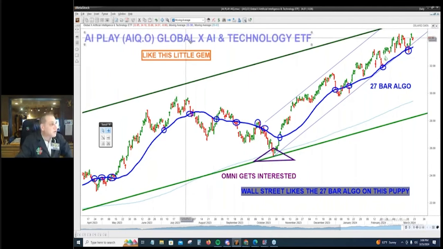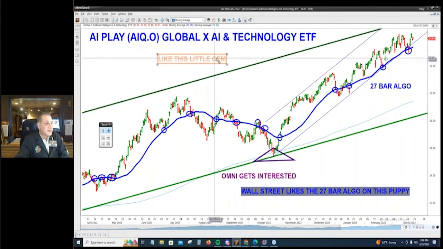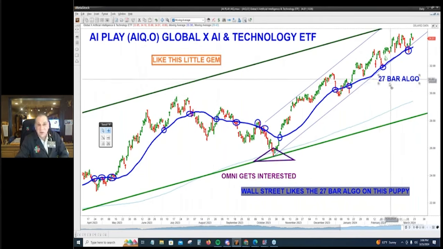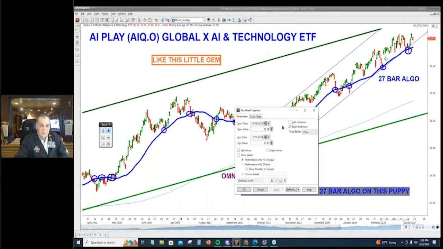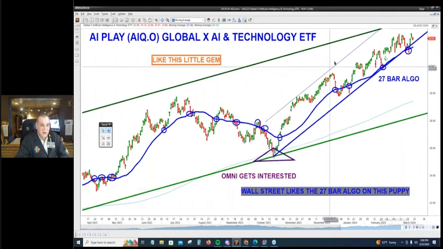So one of the first charts I showed you was the AI play in our last webinar. And I said, I love this little gem. OMNI started getting involved right about here. Wall Street loves the 27-bar algorithm on this. It just hit a few days ago, and away it went. It's inside of a wonderful channel, and it's a great alternative to NVIDIA if you cannot afford NVIDIA.